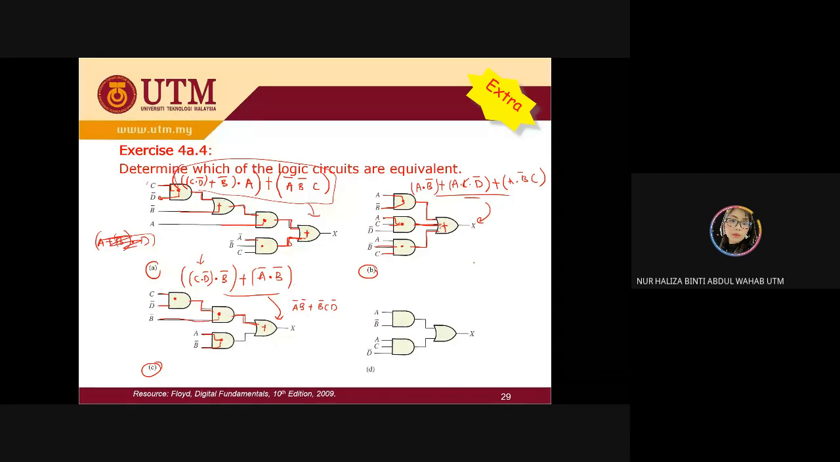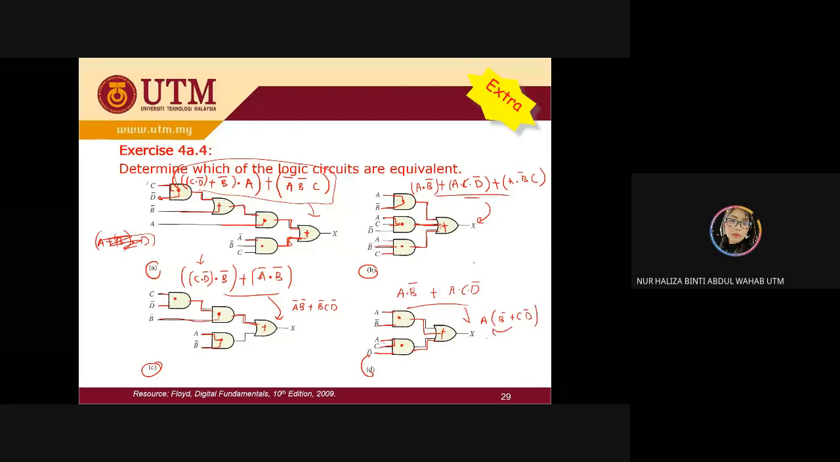Therefore here, question number D, we have A dot B bar. A dot B bar add with our input of C dot D bar. So this is our expression for our Boolean expression. Later on, you can also write A B bar plus C D bar.